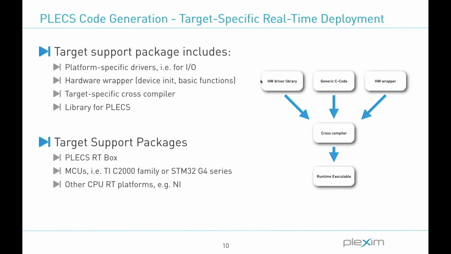And then the approach is quite simple. We take the generic C code that is generated by the PLECS Coder, combine it with the driver libraries and the hardware wrappers, and cross-compile everything. Then we get a runtime executable that is loaded directly out of PLECS onto the different hardware targets.